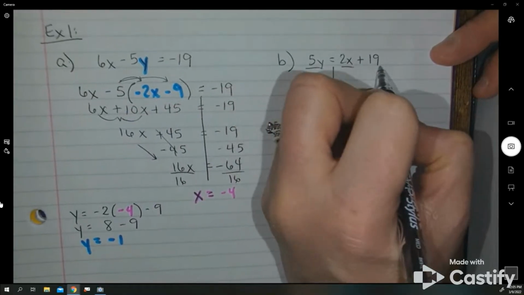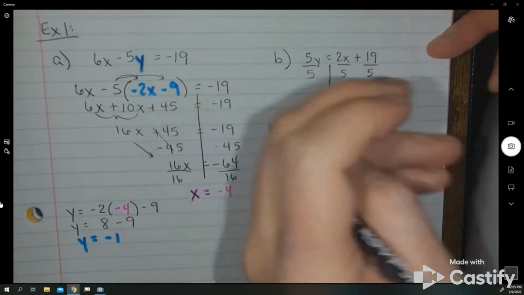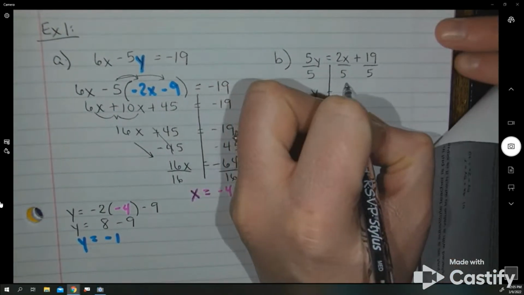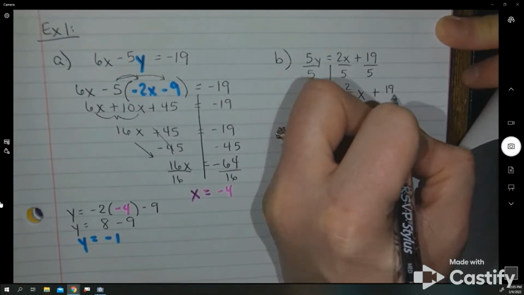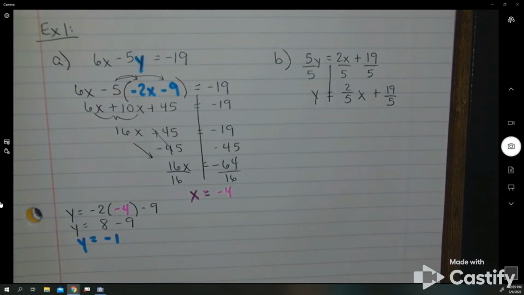So to get y by itself, I have to divide each term by 5. So now I have that y equals 2/5 x plus 19/5. Now I'm going to leave that as 19/5, and you'll see in a minute why I do that. Sometimes it makes sense to make it a decimal. Sometimes it makes sense to make it a mixed number.